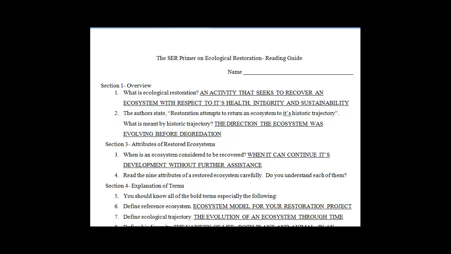Today I'm going to be going over a tutorial on the SER primer on ecological restoration, the reading guide. If you have questions after this tutorial, please feel free to bring those to class. Let's start right away with section number 1.